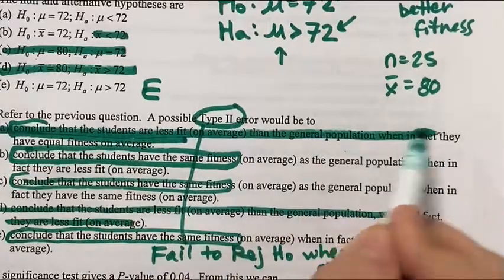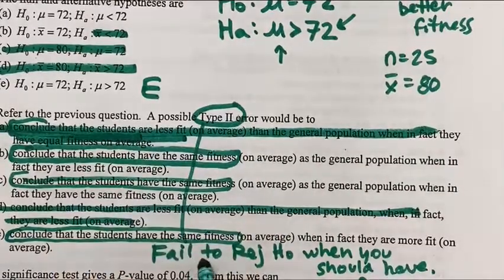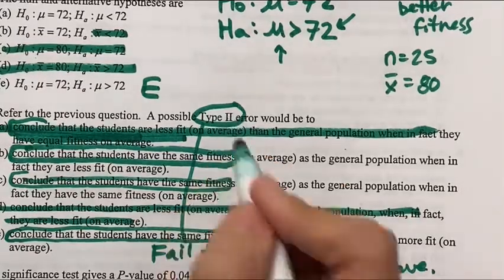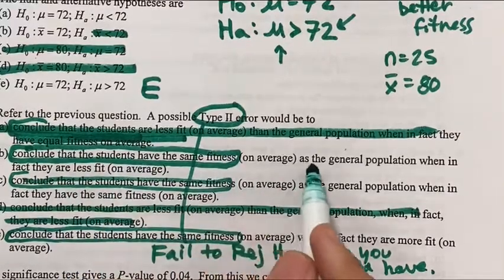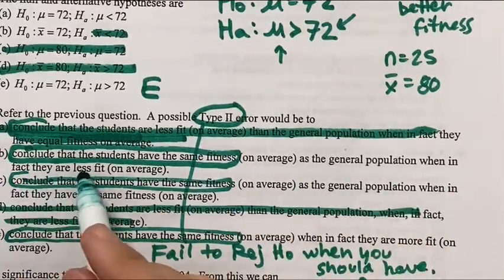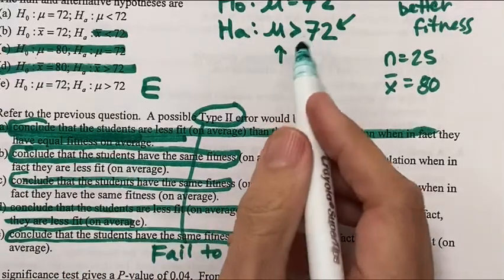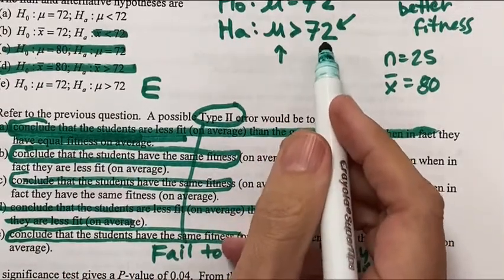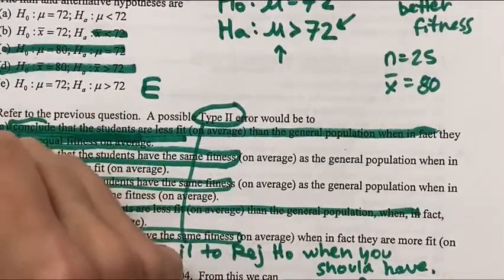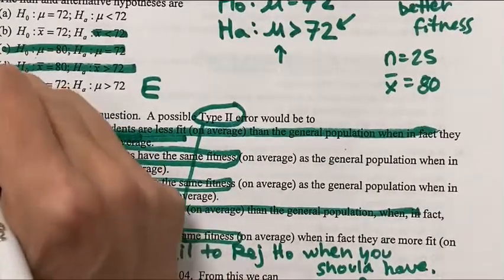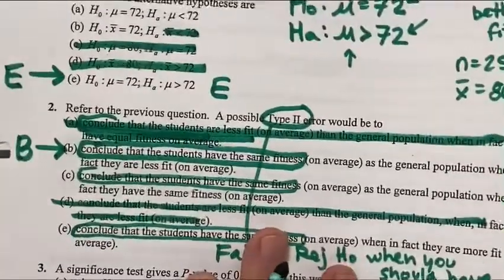So if I walked through door number 2, I failed to reject the null. I didn't reject the null when I should have. So now we also know, since I made a mistake, that the null's false. So let's take a look. Conclude that the students have the same fitness when in fact they are less fit. Yes, your sneaky suspicion was right. They are in fact less fit. So this is our answer B.